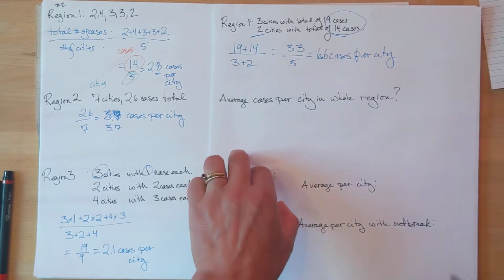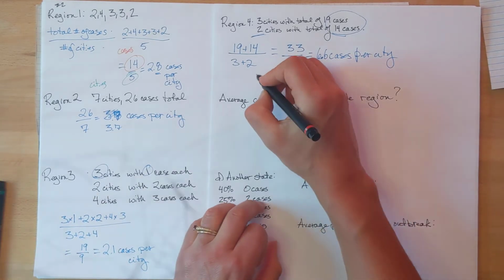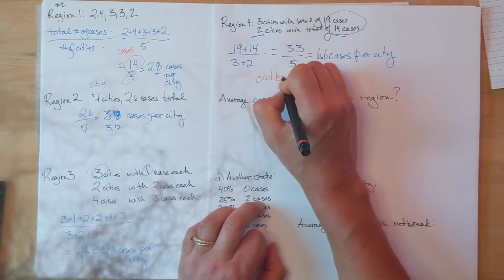Now, if there is an outbreak happening, it's likely happening in the region with the highest average number of cases per city, and I would say that would be region 4. That would be my outbreak.